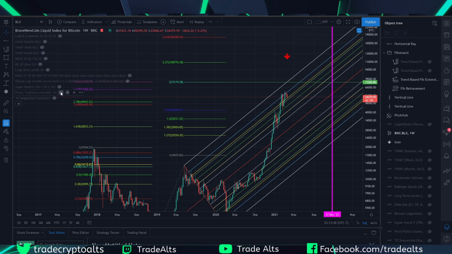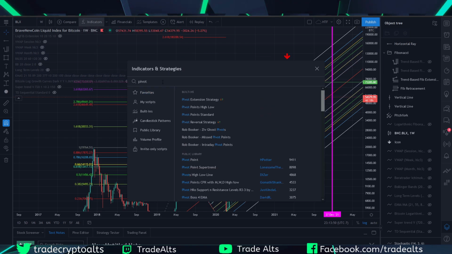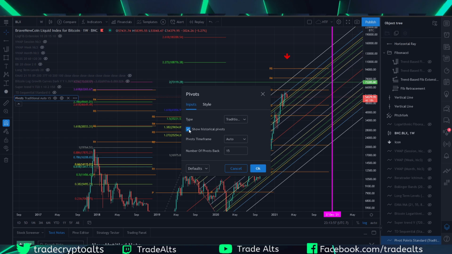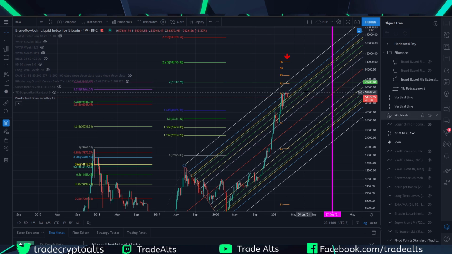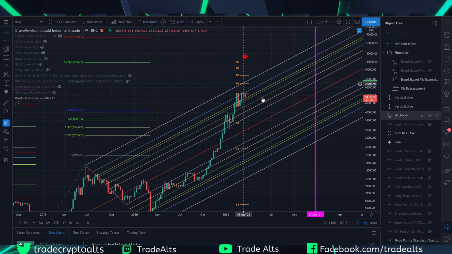If you turn on your pivots, oh man, I'm going to have to reset this. Let me do it real quick for you. I was testing something out. So it's just your standard pivot points. I don't want to see historical pivots, and let's turn this on a monthly. And look at that. Your R2 monthly pivot is pretty close to this zone that we were talking about, right?